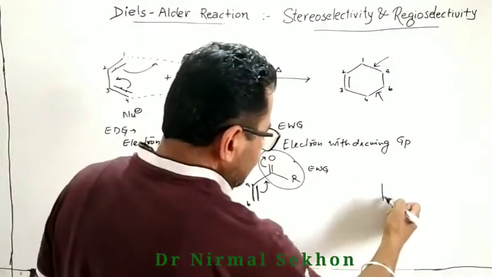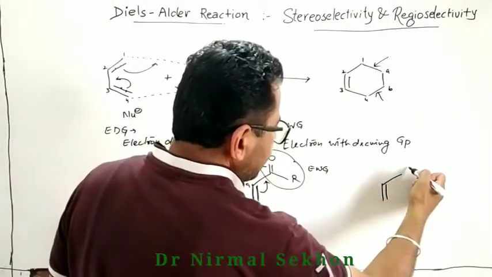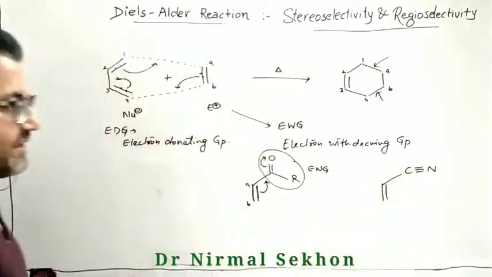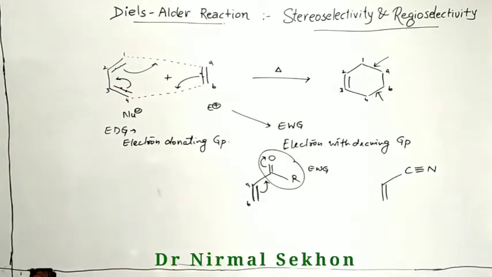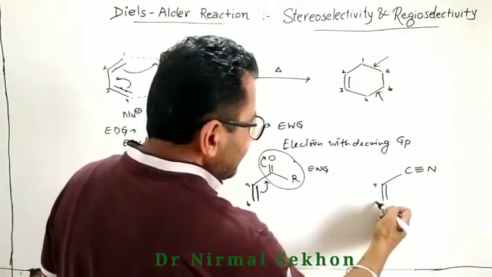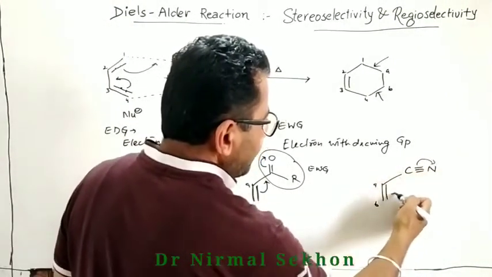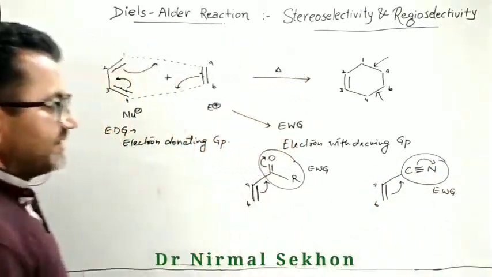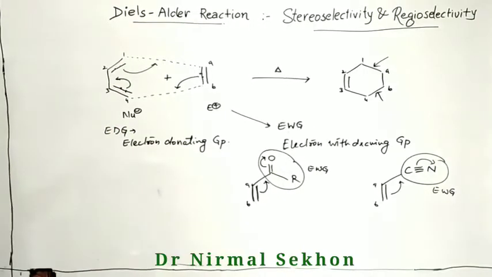More examples. Suppose we have this dienophile and add here C triple bond N, a cyano group. So the cyano group is also an electron withdrawing group. This is your A, this is your B, so it's withdrawing. So it increases the reactivity of the dienophile towards the Diels Alder reaction.